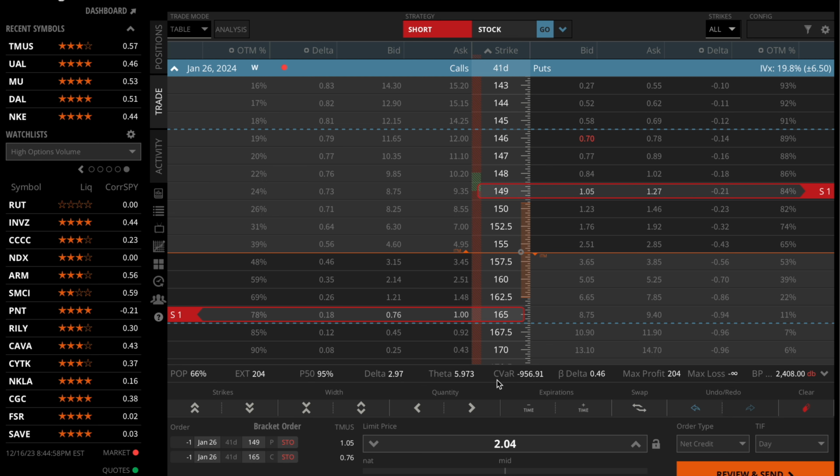Another interesting stat is the CVaR, which is a statistic that takes the mean of the worst 5% of trades, I believe. It takes the average loss of those trades and gives you that average loss. So in a way it gives you an idea of what has happened in the past. Overall, I think this is an interesting trade.